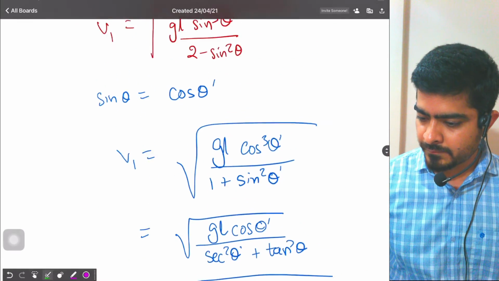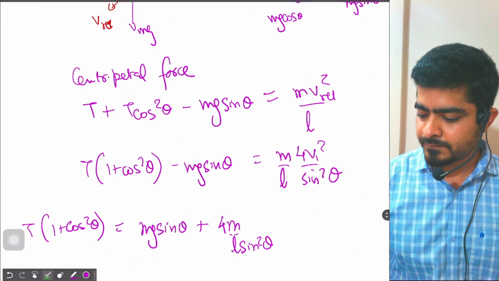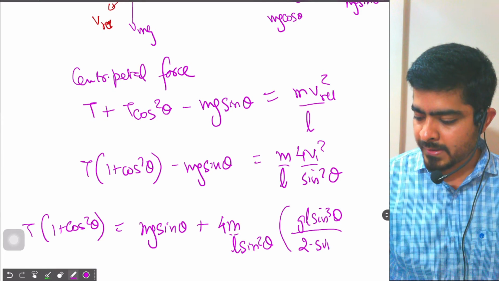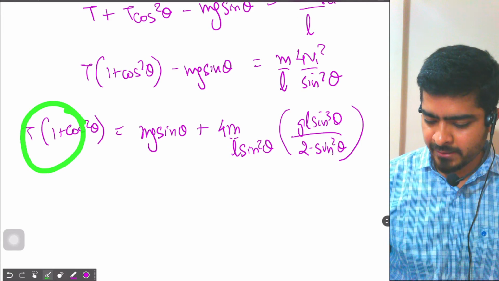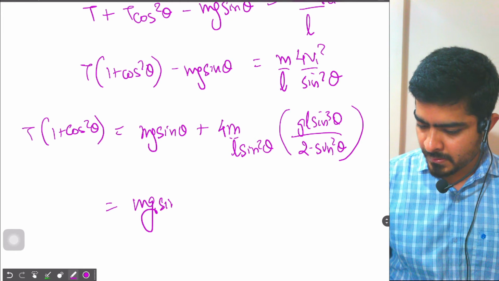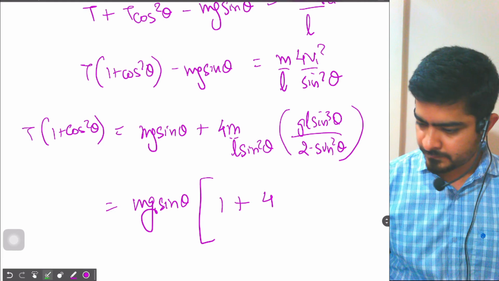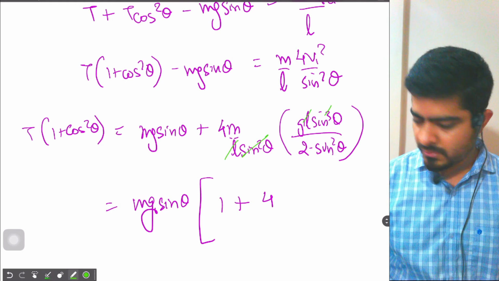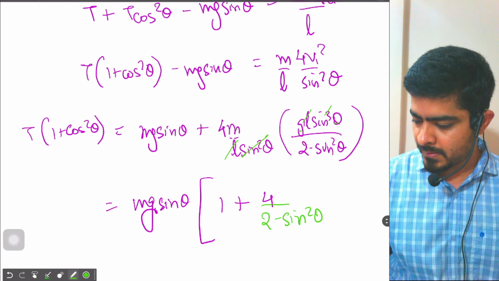So v1 square will be equal to this value, gl sine cube theta by 2 minus sine square theta, and we just need to now simplify this term and everything. Okay, so we have to find T eventually. So this will be equal to mg sine theta, we take common 1 plus 4, L is getting cancelled out over here, and sine square, sine gone. So mg sine theta is taken. So we have 4 divided by 2 minus sine square theta.